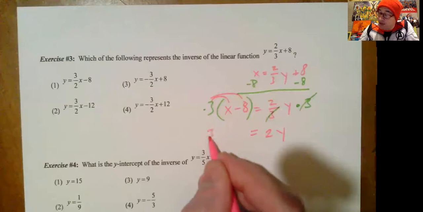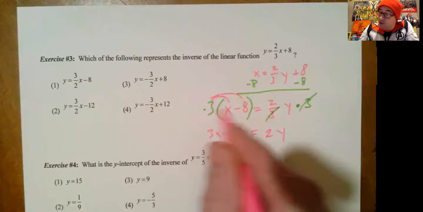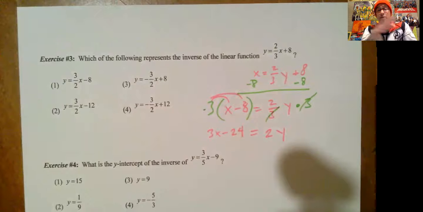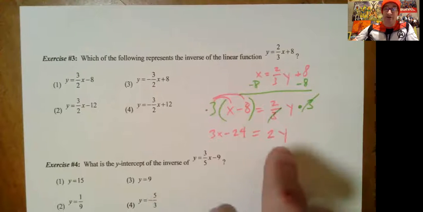I'm going to have 3x, I'm going to have that minus, and then 3 times the 8 is going to give me a 24. So now I have an equation with 0 fractions, okay? Kill the fraction. Everything from this point should be completely simple, but I'm still solving for that y. I have that 2 that I have to get rid of.